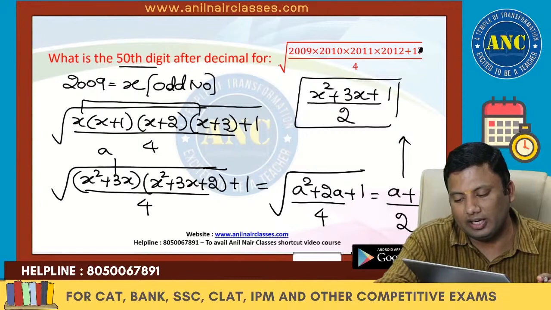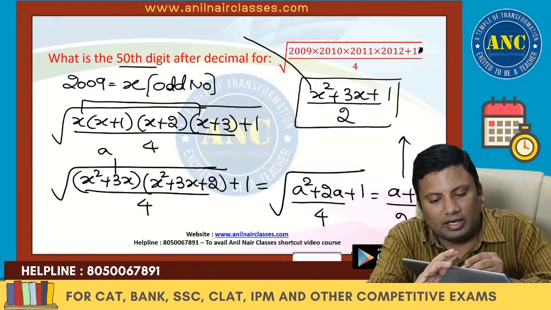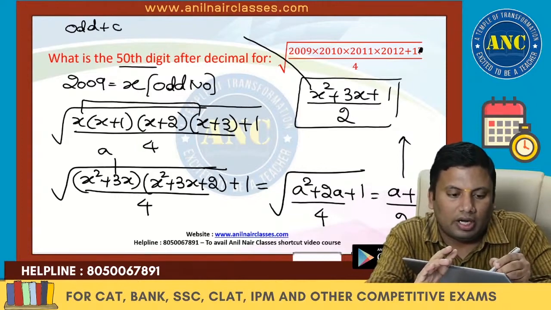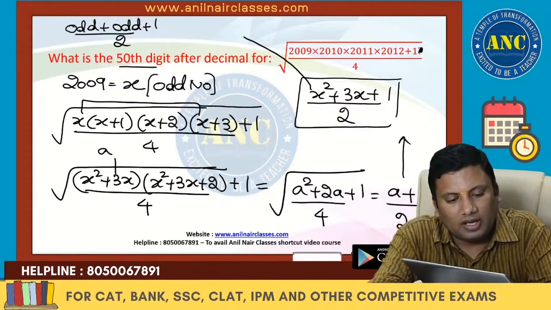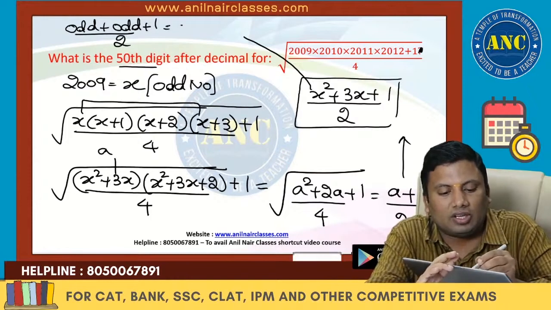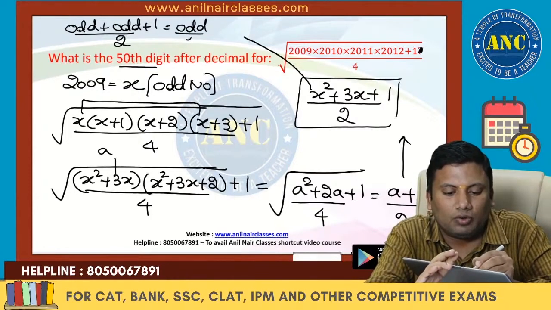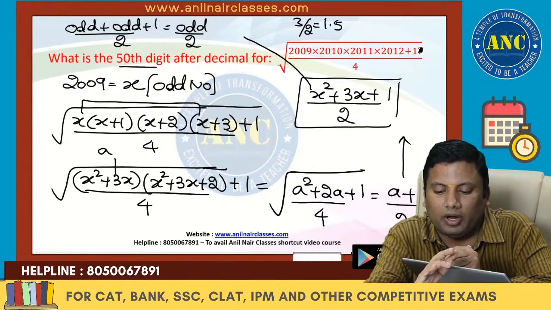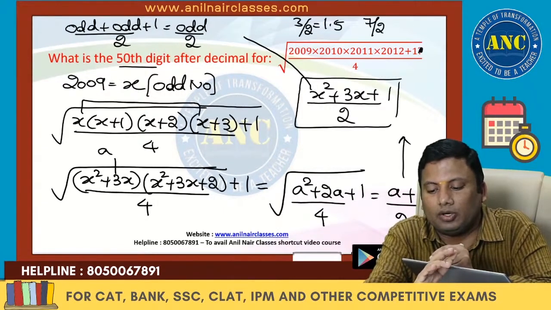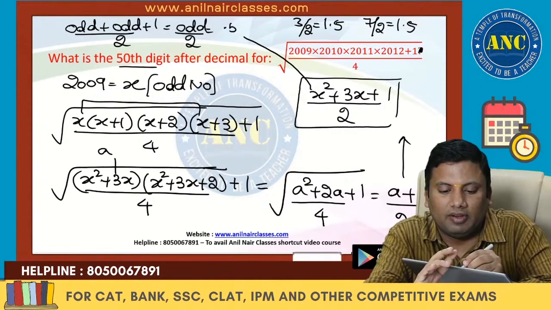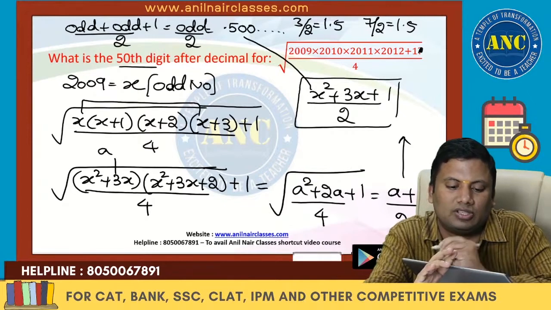Now if you see here, x is an odd number. Odd squared is an odd number. 3 into odd is an odd number. Odd plus odd is even. Even plus 1 is odd. Odd divided by 2: 3 divided by 2 is 1.5, 7 divided by 2 is 3.5. That means after the decimal, it will be 5, and the remaining will all be zeros.